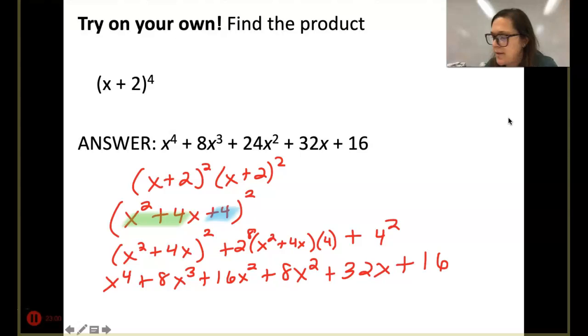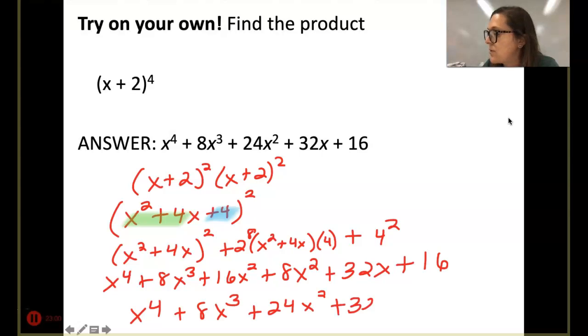Combining like terms gets you x to the fourth plus 8x to the third plus 24x squared plus 32x plus 16. Whew, that's an awesome problem.